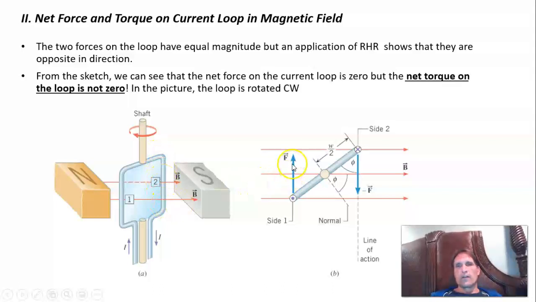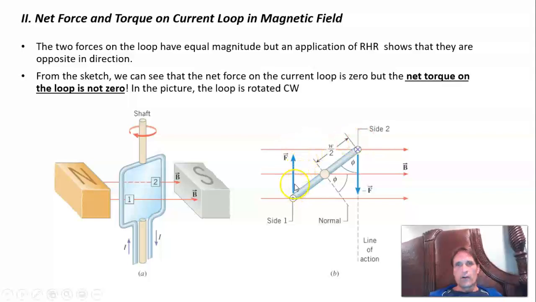So if you look at the two forces on the sides of the loop, they balance, they cancel. So there's no net force on the loop. So then what's going on? Why is the loop moving? Well, if you look, there's a torque on the loop.